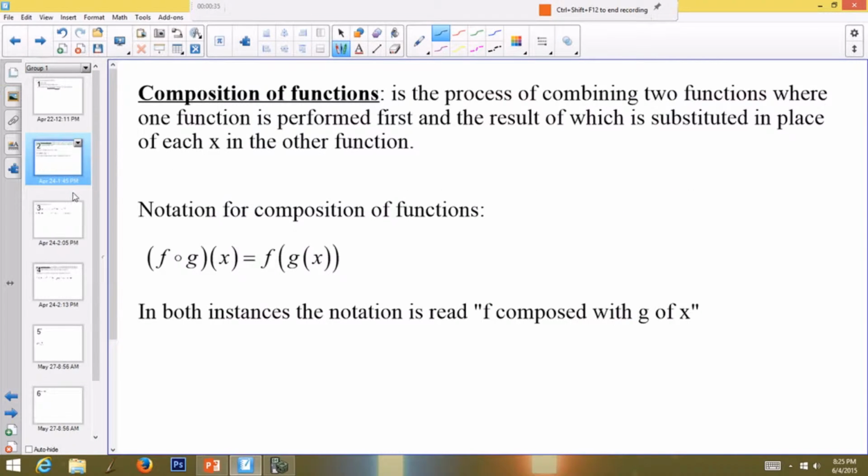So composition of functions is the process of combining two functions where one function is performed first and the result of which is substituted in the place of x in the other function. So our notation here is these two are equivalent, and I wrote them both down for you to see. This one we're going to use probably the most often, but you may see it f raised circle g of x, and in both instances the way you read both of these is f composed with g of x, or f of g of x.